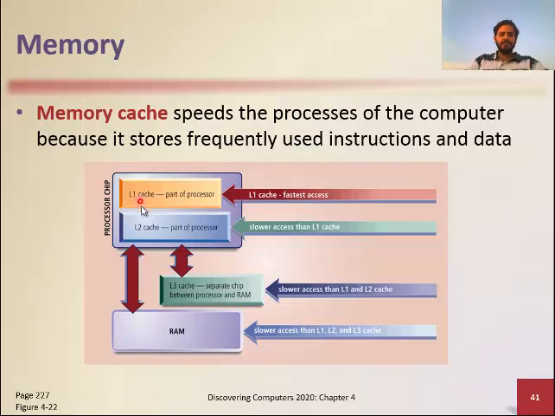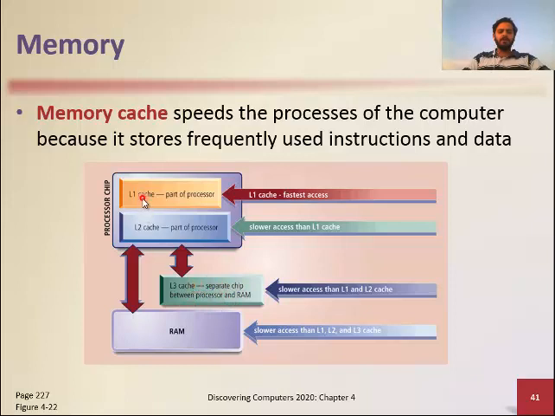So you have an L1 cache available, you have an L2 cache available. L1 cache is the fastest cache, and most of the frequently used data is present in the L1 cache. And we have an L2 cache. It's again fast, but not as fast as L1, so it's a little bit slower than L1 cache. And the L3 cache is a separate chip between the processor and the RAM, so it's integrated into your motherboard.